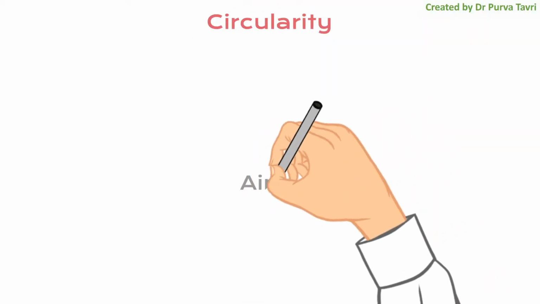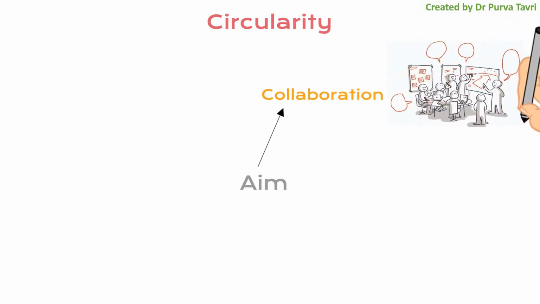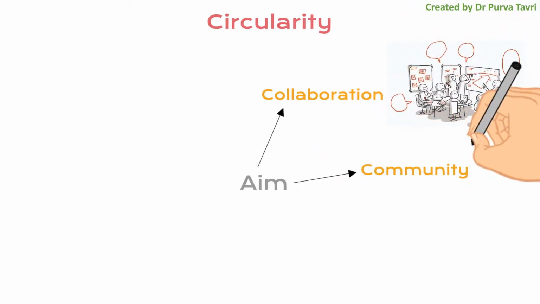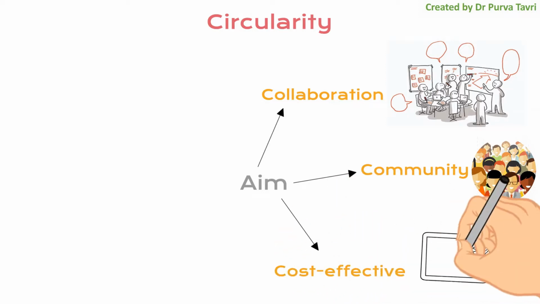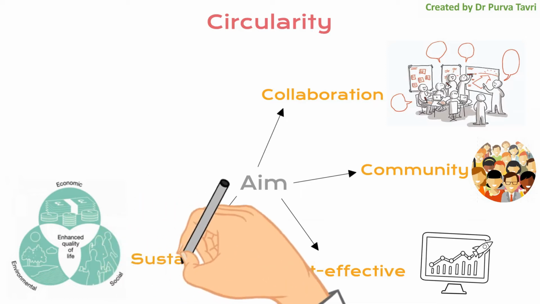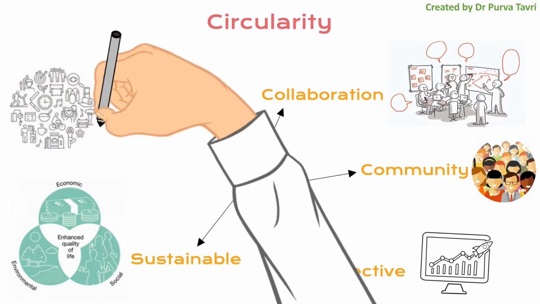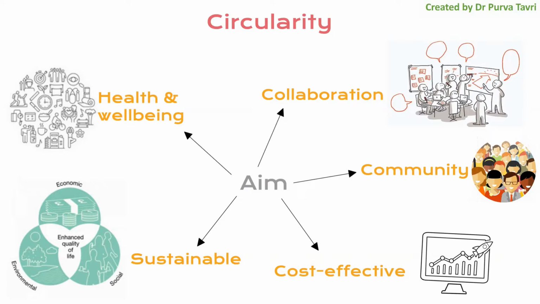To achieve circularity, we aim for collaboration, design for the community, being cost effective, and enhancing the quality of life by achieving sustainability, long-term health and well-being. Here are some ways to achieve the aim through circularity.